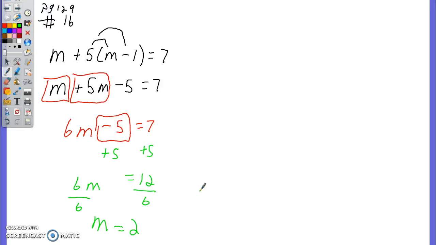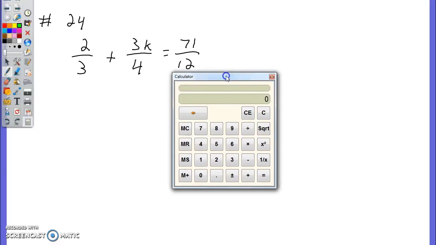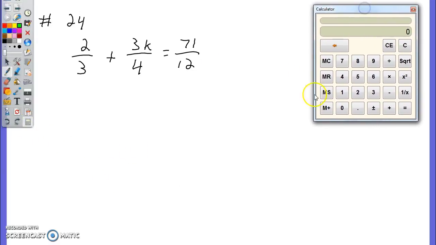We only have a variable on one side of the equation. Alright, moving on to the ones that you may have more trouble with. The problems with fractions and how to clear the fraction. I'm going to bring up my calculator and put it over here. I'm going to do it this way.